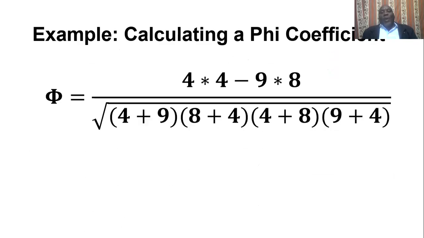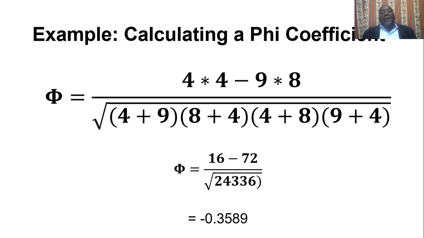Then we have from our grid 4 times 4 minus 9 times 8 all over the root of 4 plus 9 bracket, 8 plus 4 bracket, 4 plus 8 bracket, 9 plus 4 bracket. This is the substitution. We are doing the substitution in our formula here. Then we're going to get 16 minus 72 all over the root of 24,336. The answer we get as phi is negative 0.3589.